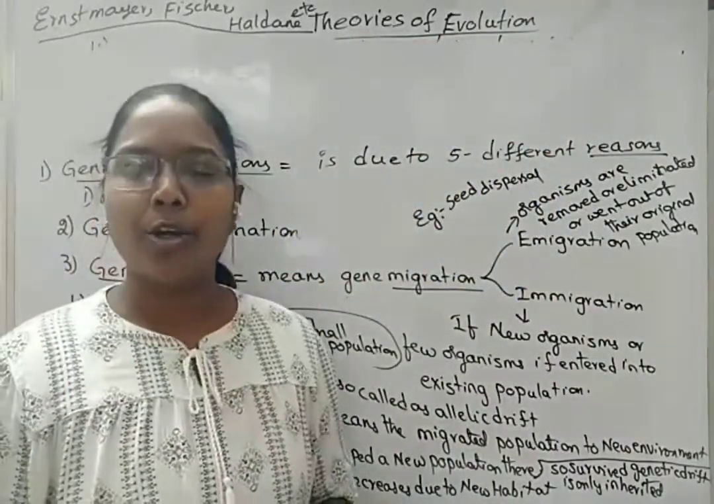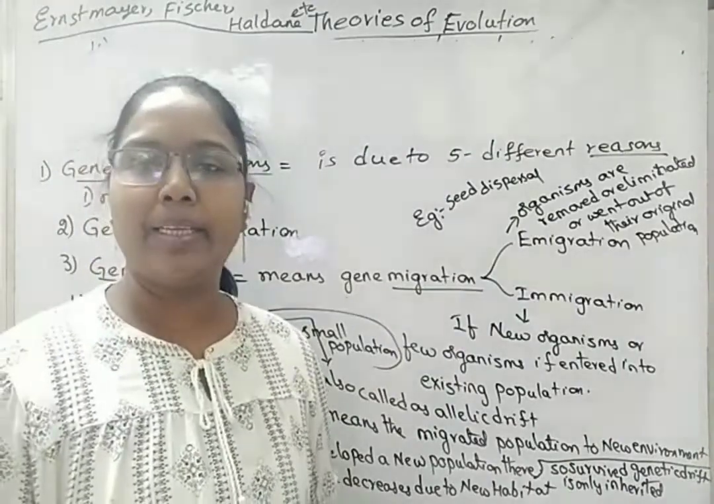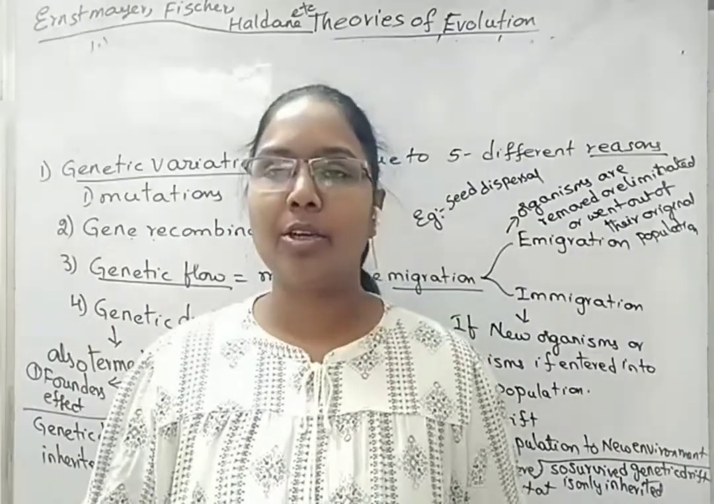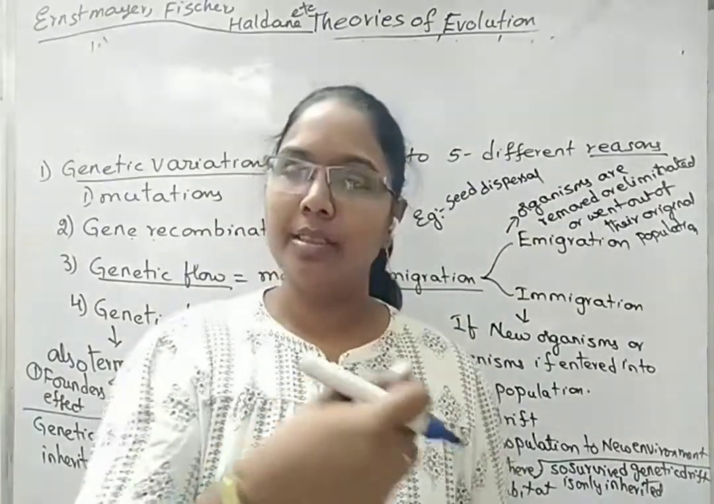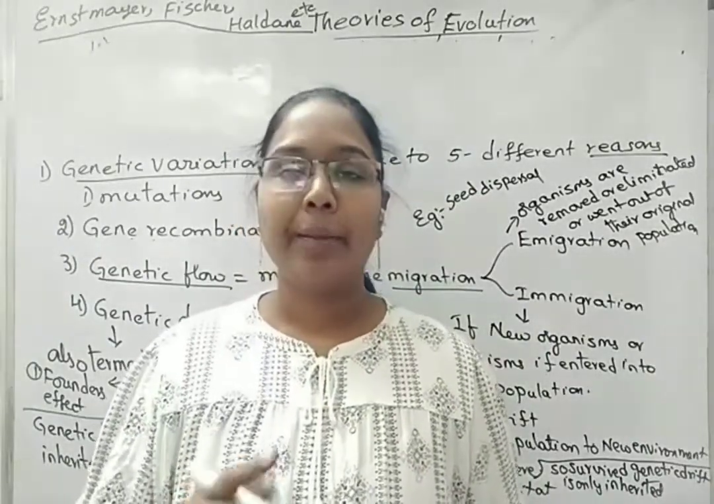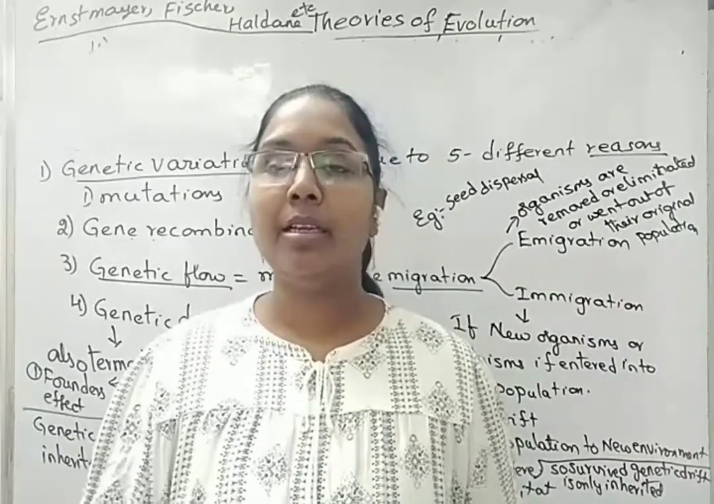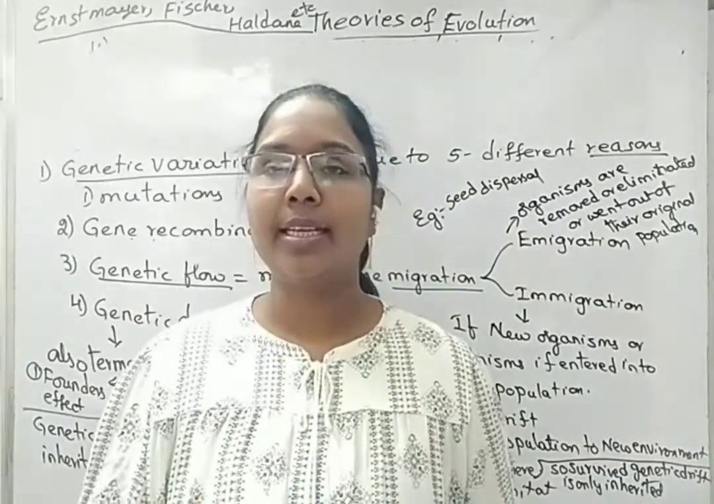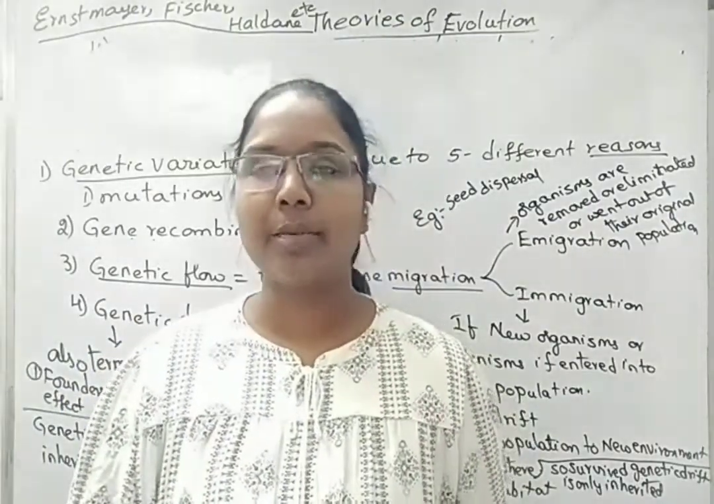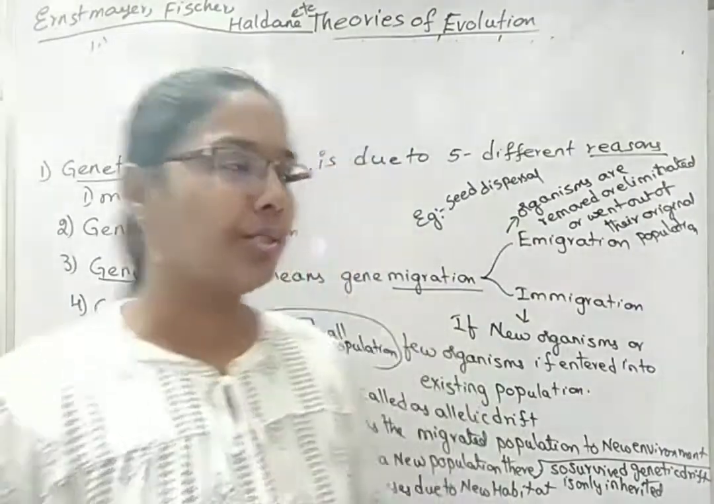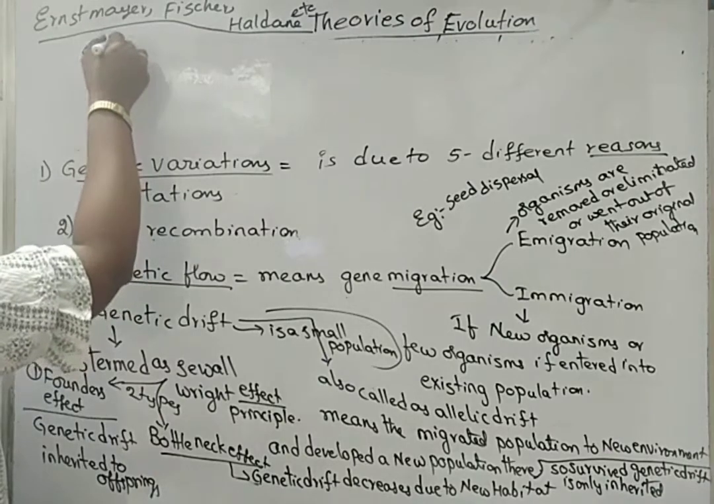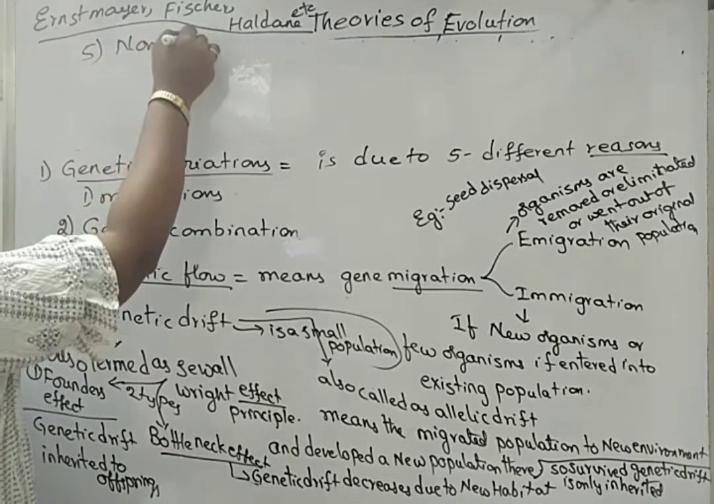Before going into non-random mating, what is meant by random mating? Random mating is the type of reproduction exhibited by the organism where it selects any phenotype for its reproduction. But in case of non-random mating, the organism specifically selects only one particular type of phenotype to reproduce. So the fifth reason for genetic variations is non-random mating.